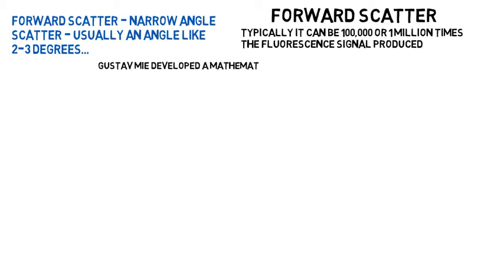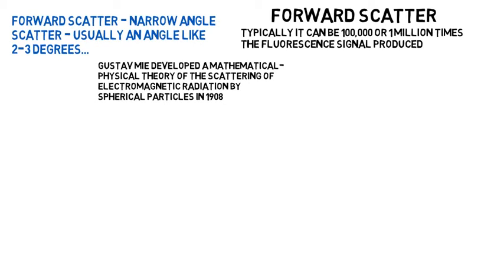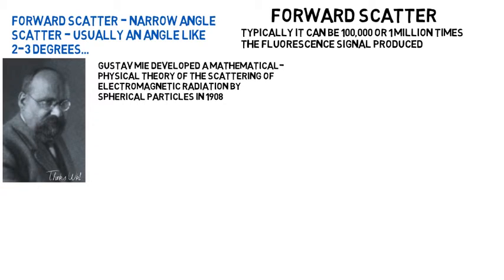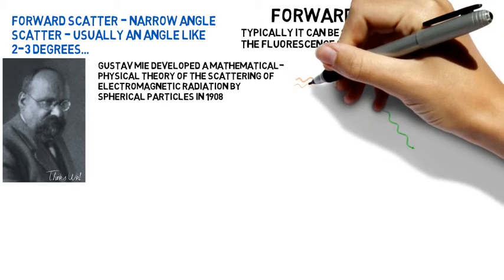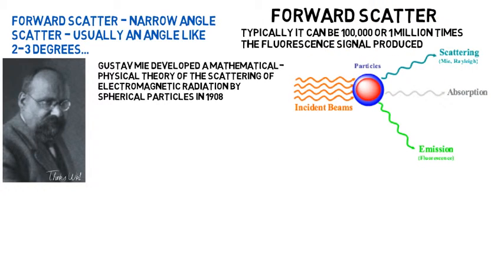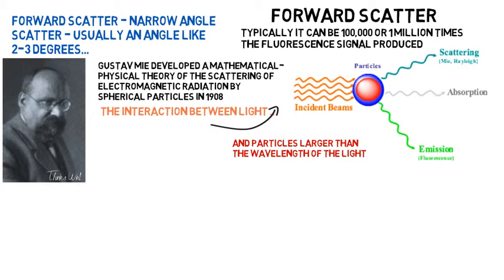Our knowledge of light scatter is heavily derived from the work of Gustav Mie, who developed Mie theory in 1908 as a mathematical physical theory of the scattering of electromagnetic radiation by spherical particles from about 1/10 the wavelength of light to several microns. If you look at the diagram I just drew, you'll see that there is a strong interaction between the light source and the particles illuminated. Mie theory operates from around about 10 nanometers to about 10,000 nanometers, or 10 micron spheres.